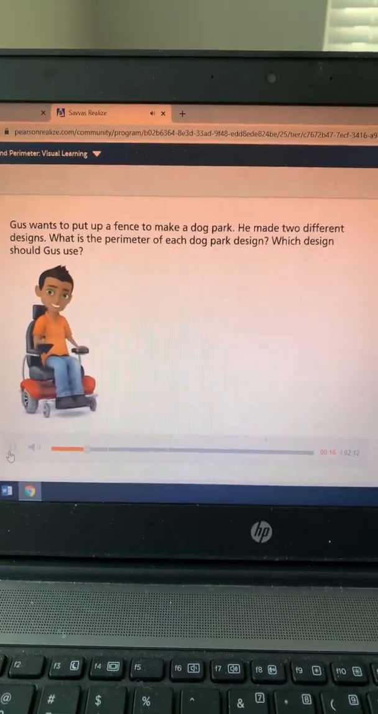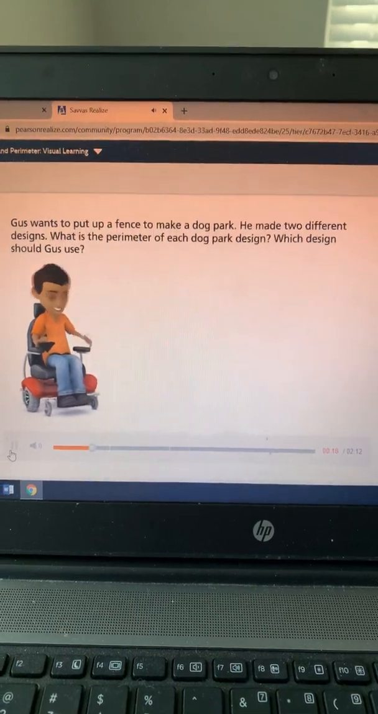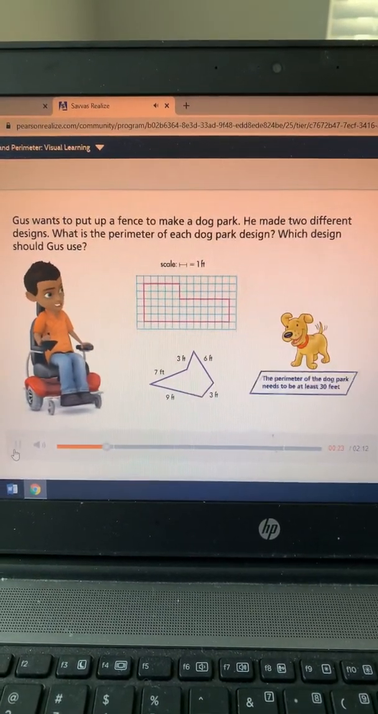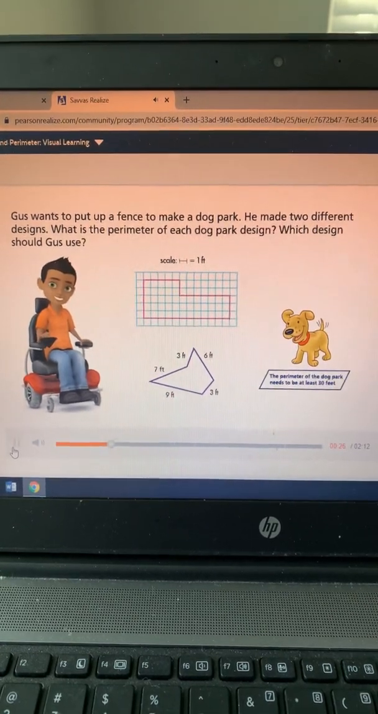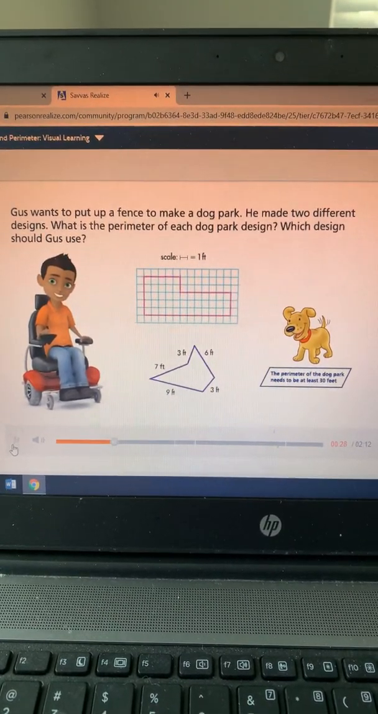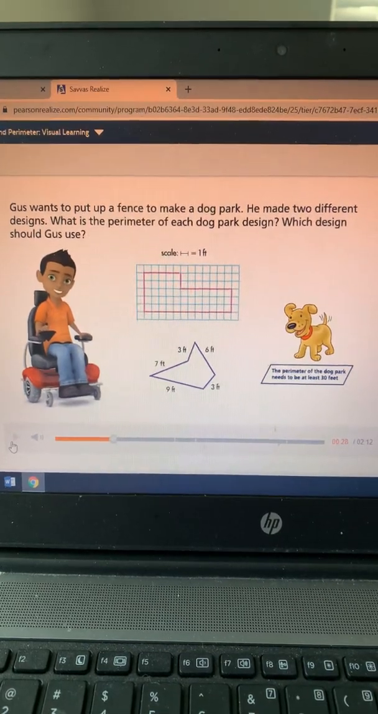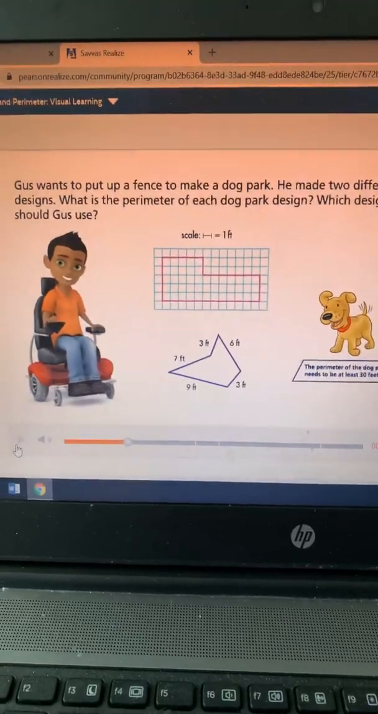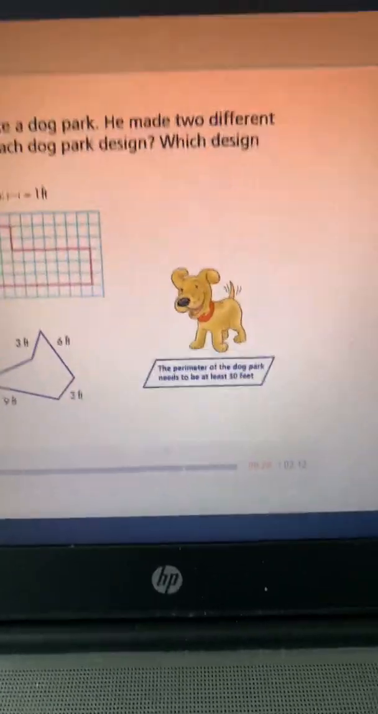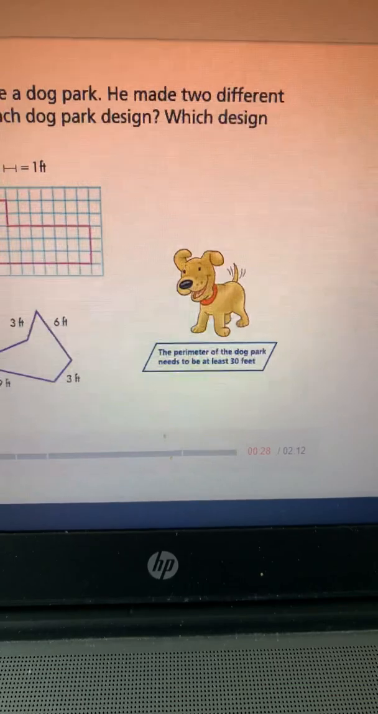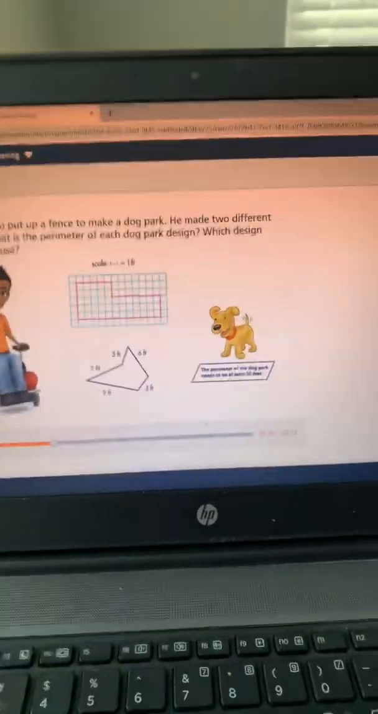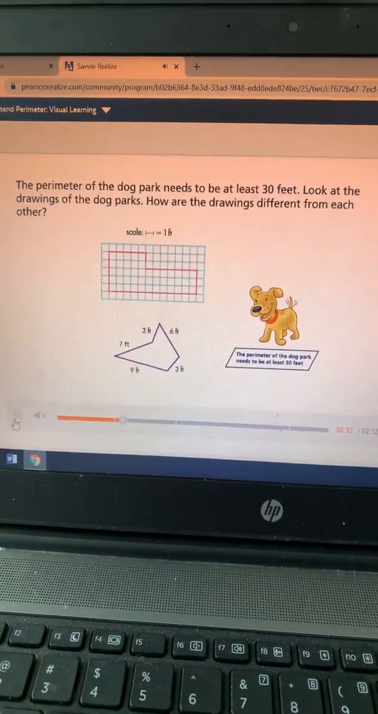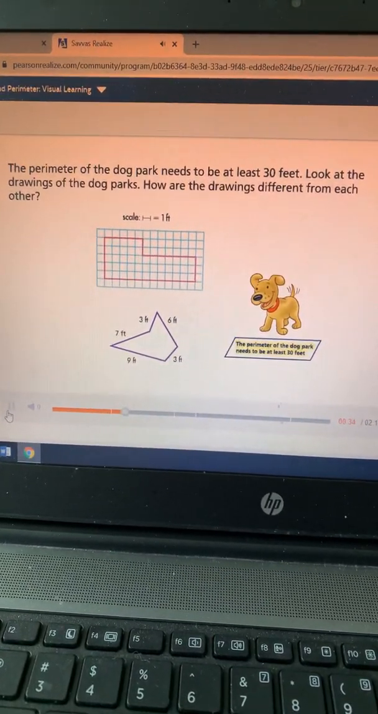Gus wants to put up a fence to make a dog park. He made two different designs. What is the perimeter of each dog park design? Which design should Gus use? Okay, so we have to find the perimeter of each one and figure out which one he should use. It says right here, the perimeter of the dog park needs to be at least 30 feet.